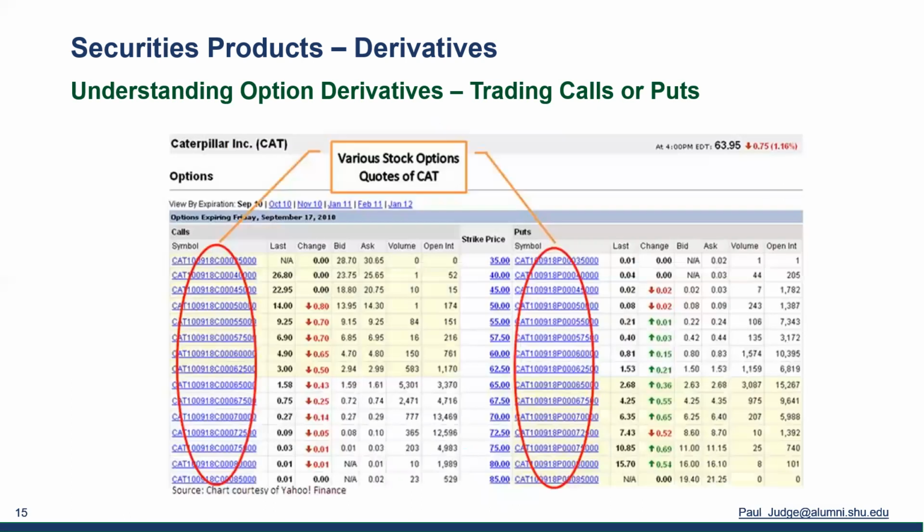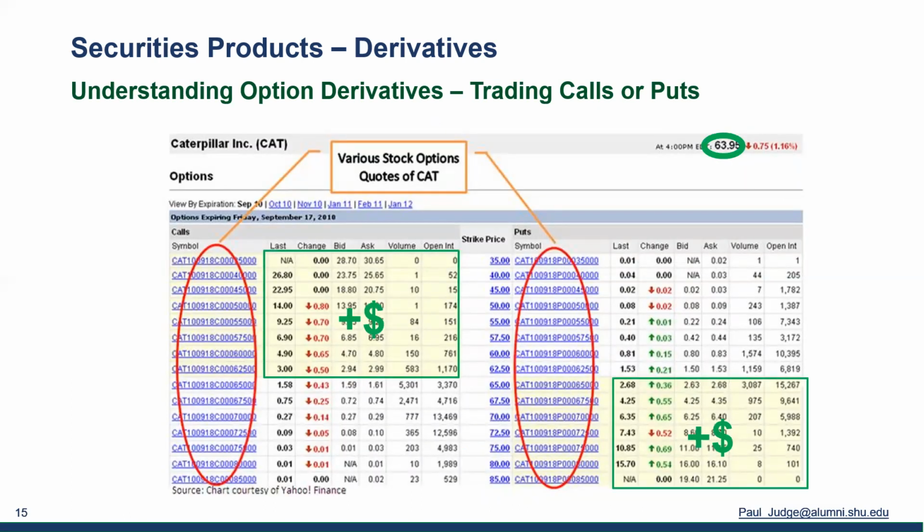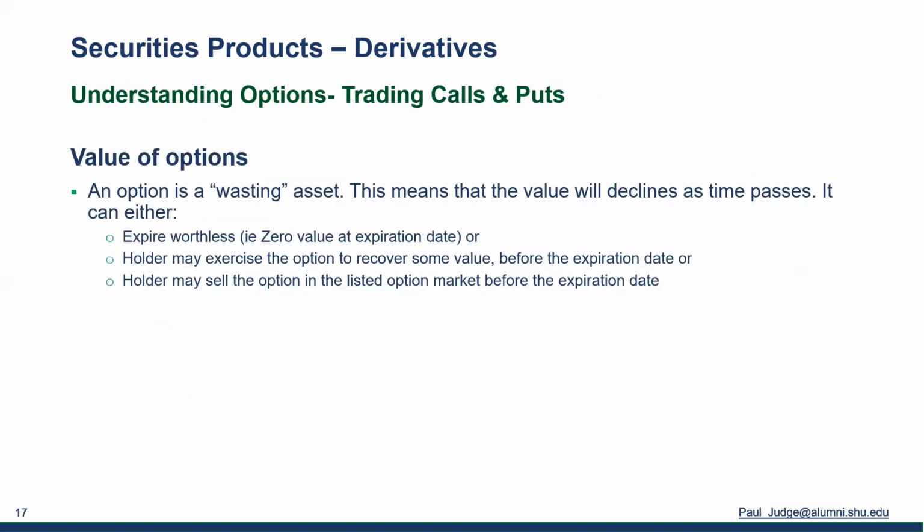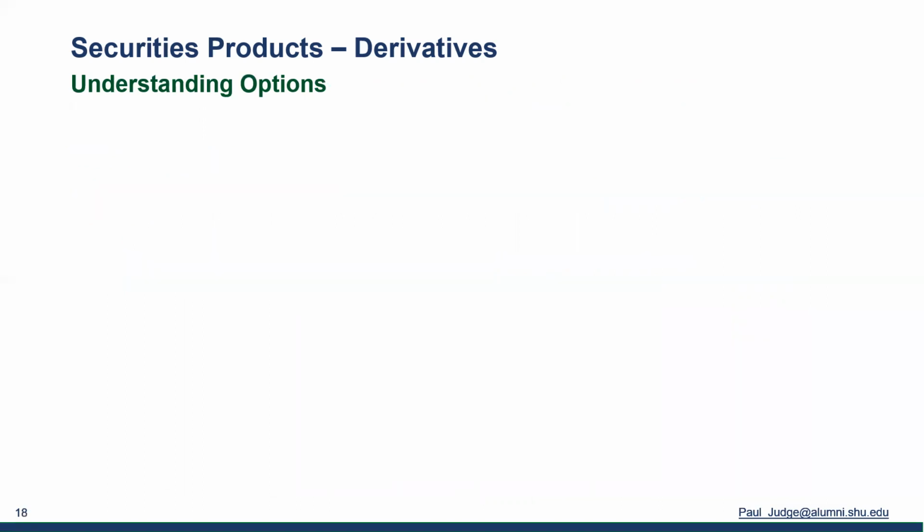So that's the naming convention, and that's how you read this. You'll see that there's all sorts of sites that list this, and you figure out whether they're in the money or not. Okay, and options are a wasting asset. This means that the value declines. As you get closer and closer to the expiration date, the value declines. An option can be either worthless, or the holder may exercise the option and recover some value prior to the date. The holder may sell the option. Right, so there is a secondary market for selling options.